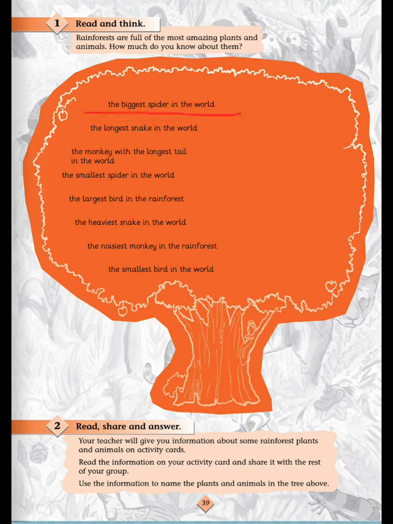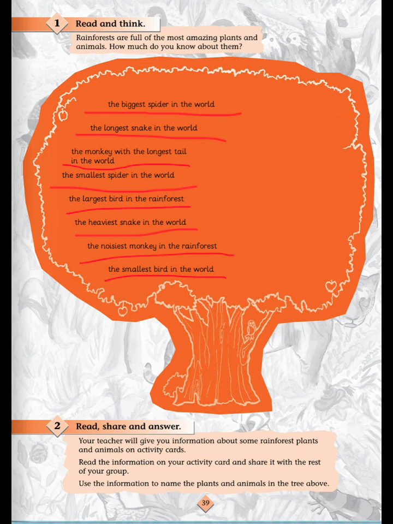Rainforests have the biggest spider in the world and the longest snake in the world, the monkey with the longest tail in the world, the smallest spider in the world, the largest bird in the rainforest, the heaviest snake in the world, the noisiest monkey in the rainforest, the smallest bird in the world.